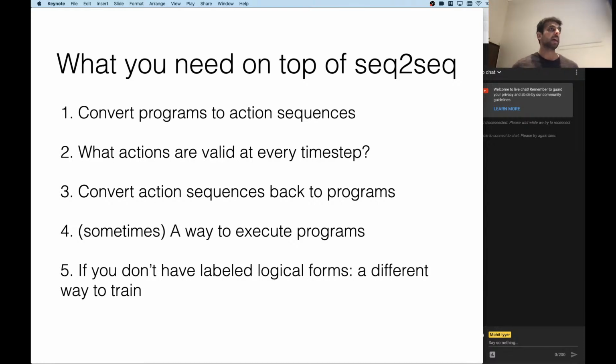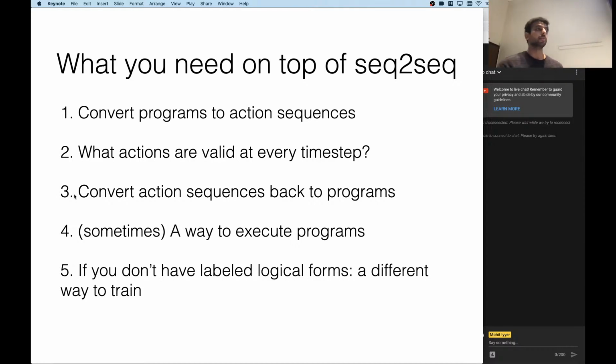Once you have a way of decomposing a logical form into a sequence of actions or steps, then you have to figure out which of these actions are valid at every time step. So if I've generated select, I probably don't want to generate select again, right? That would be invalid.